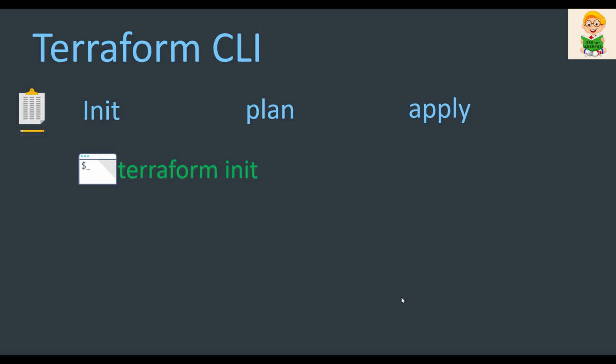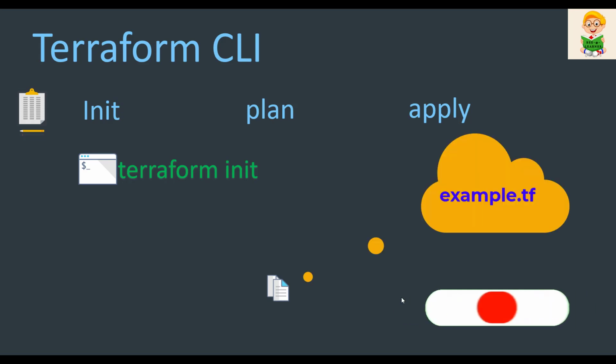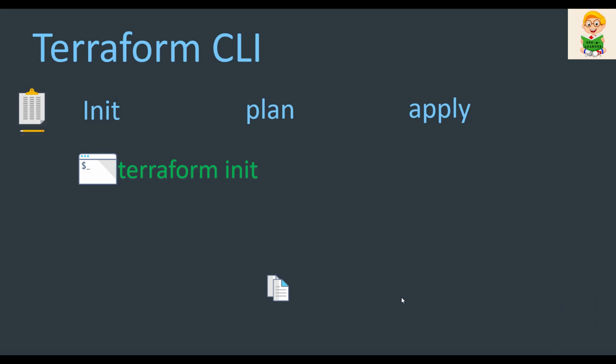The very first command is the init command, which is a really important command. The syntax of the command is terraform space init in small letters. Basically, init initializes the Terraform directory. So what is a Terraform directory? A Terraform directory is a directory which has at least one Terraform file. A Terraform file is a file with the .tf extension. If that file is added to any directory, then that directory becomes a Terraform directory.